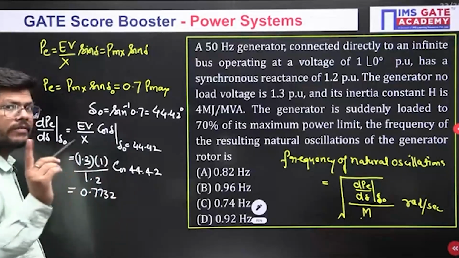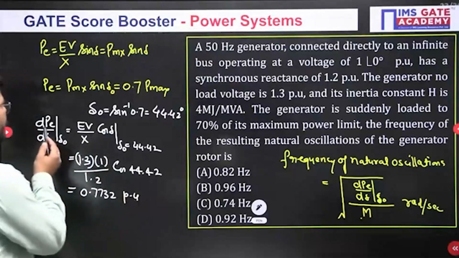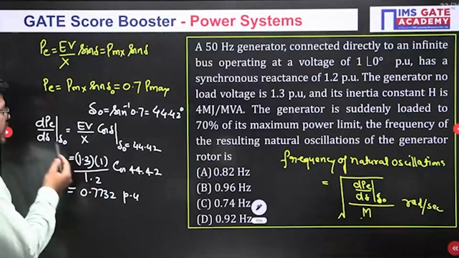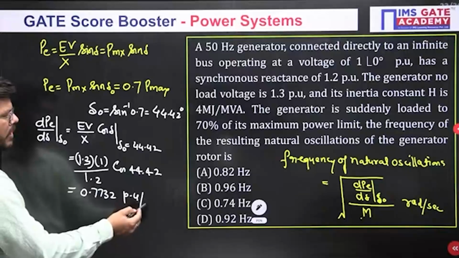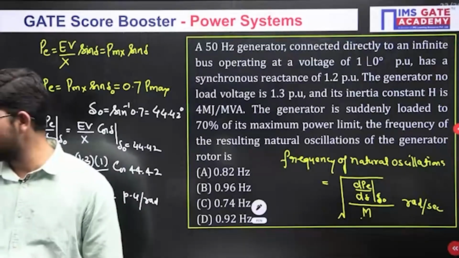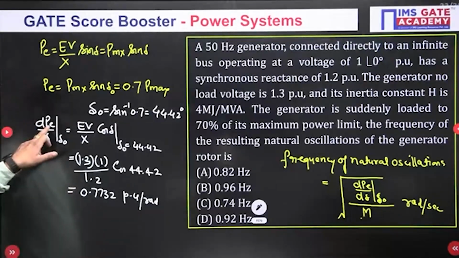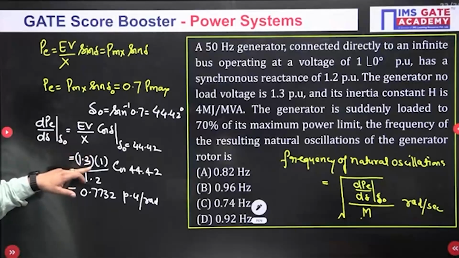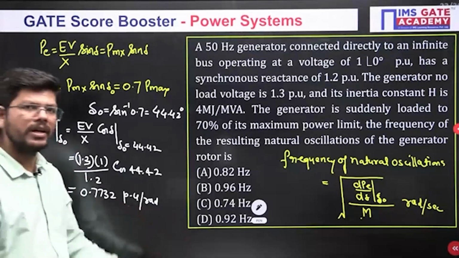Okay, and the unit is very interesting. What you will be getting is per unit. Just see, P you are calculating in per unit. Del you are putting in radians, so it will be per unit upon radian. Is that clear? Because we are calculating P by putting all the values in per unit. So dP upon d del will be in per unit upon radian.